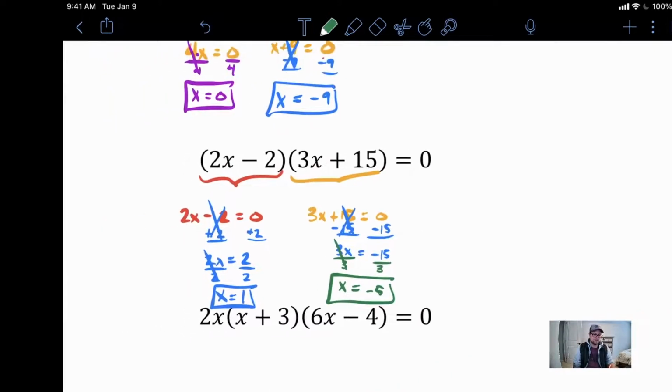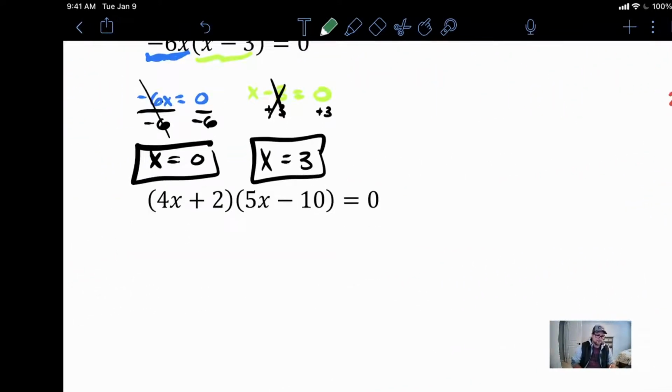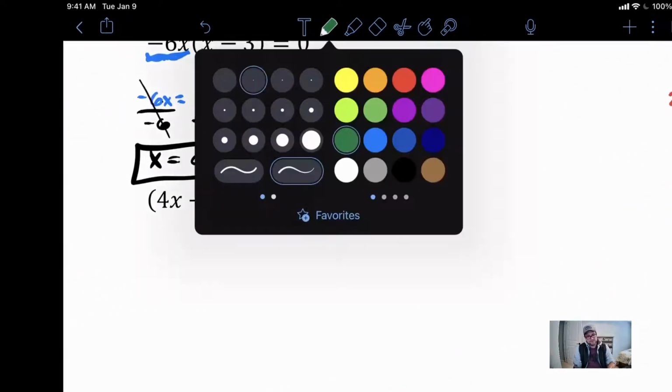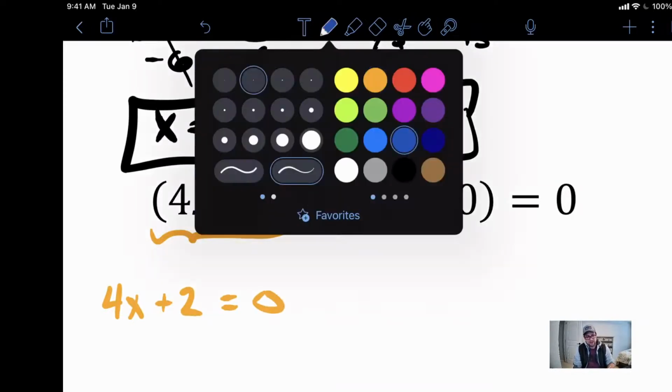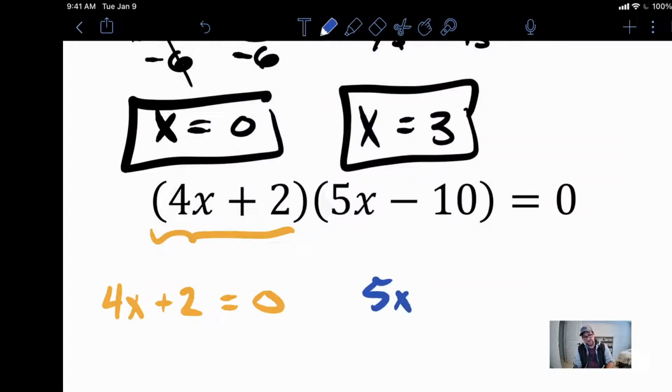Nice job, guys. Let's take a look at another one. So same situation here. When you come over there, we're going to set up two separate equations. One for this one, so we're going to take whatever's inside and say equals 0, and one for the other one. So 5x minus 10 equals 0.